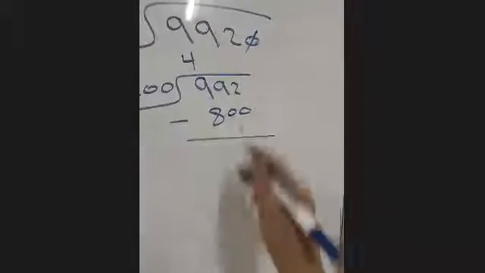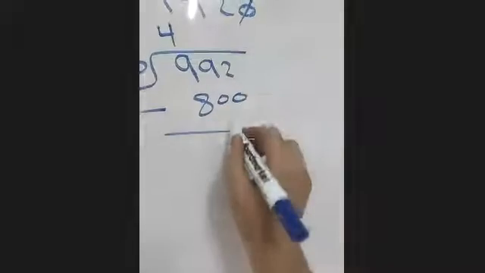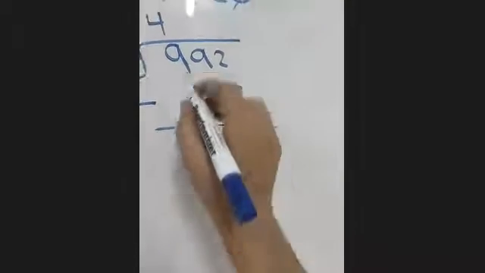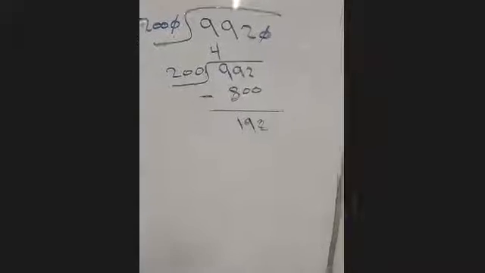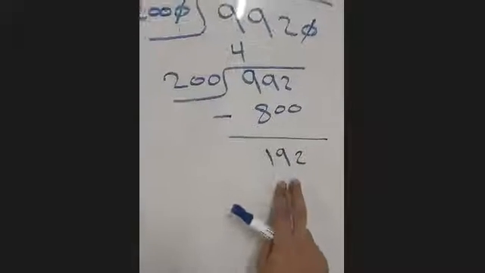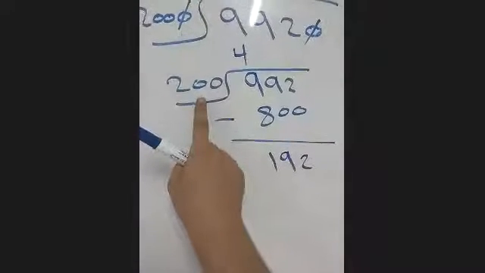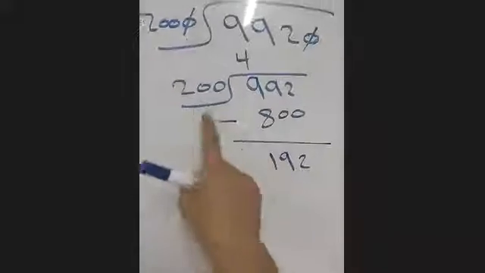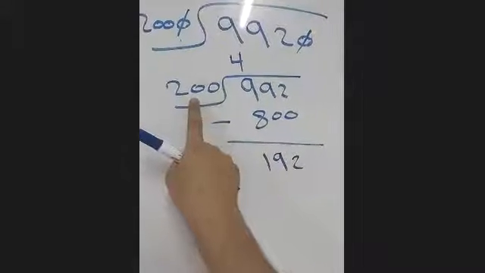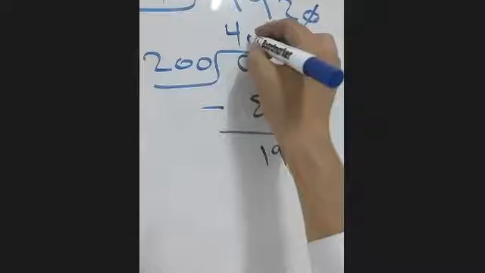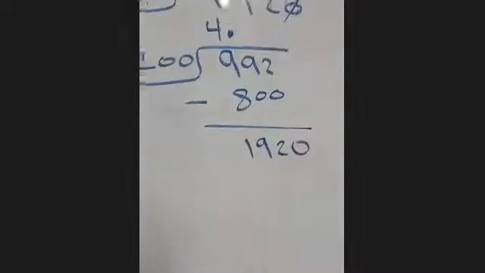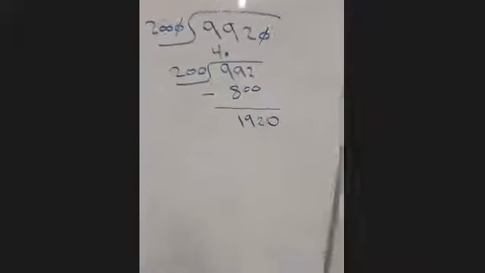Now subtraction. Let's subtract. 2 minus 0 is 2. 9 minus 0 is 9. 9 minus 8 is 1. Now here 192 and here 200, right? This number is less than this number. In this case, we put a decimal and here we add 0. This idea, we took it in grade 5.